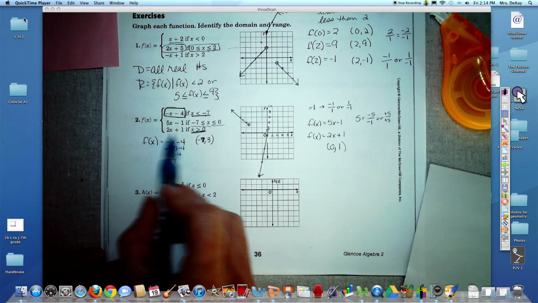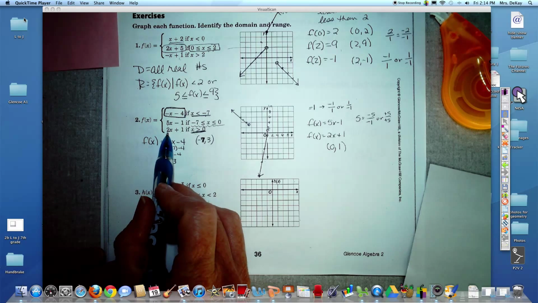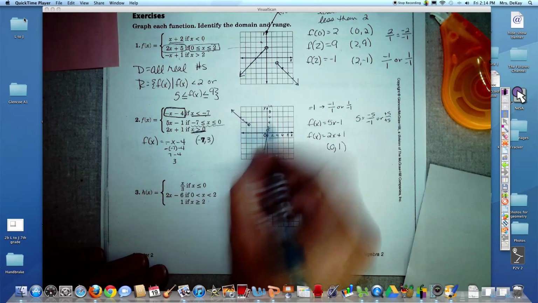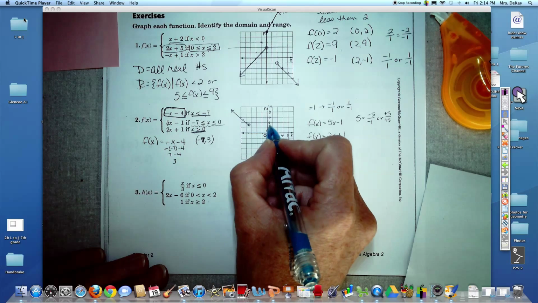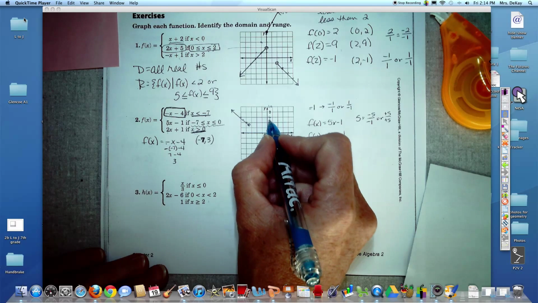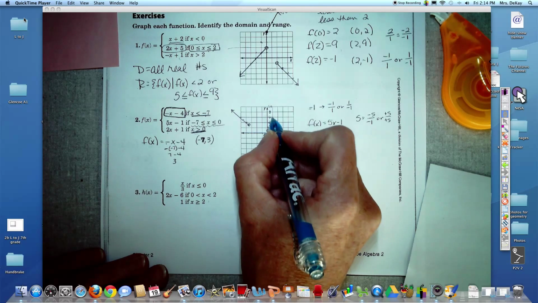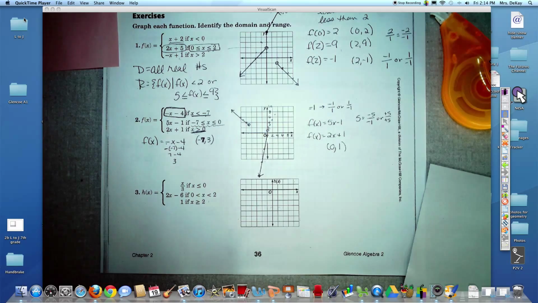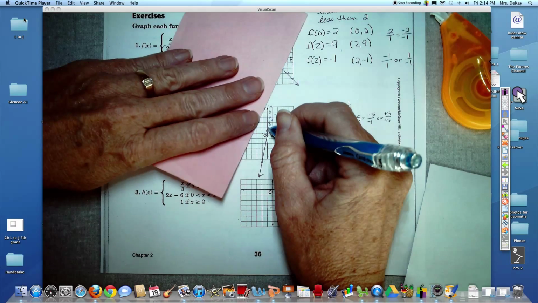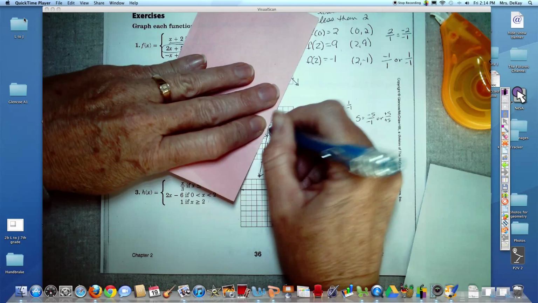And then this line has a slope of 2 over 1, so I rise 2, run 1 to the right. Rise 2, run 1 to the right. Be careful: rise 2, run 1 to the right. It's going to look something like this.